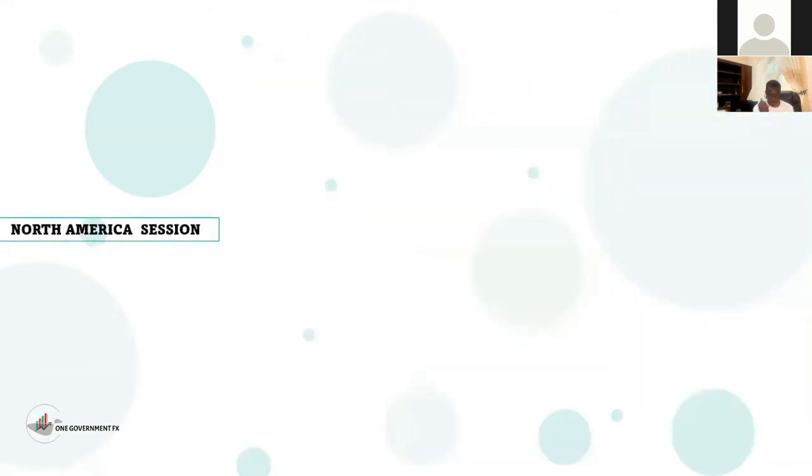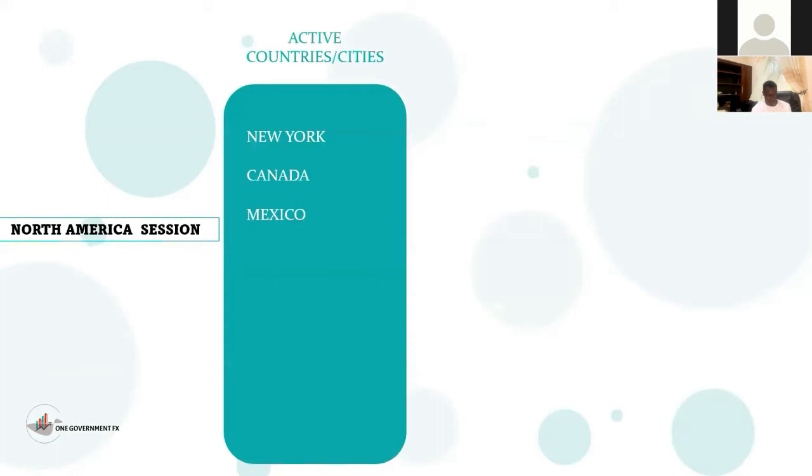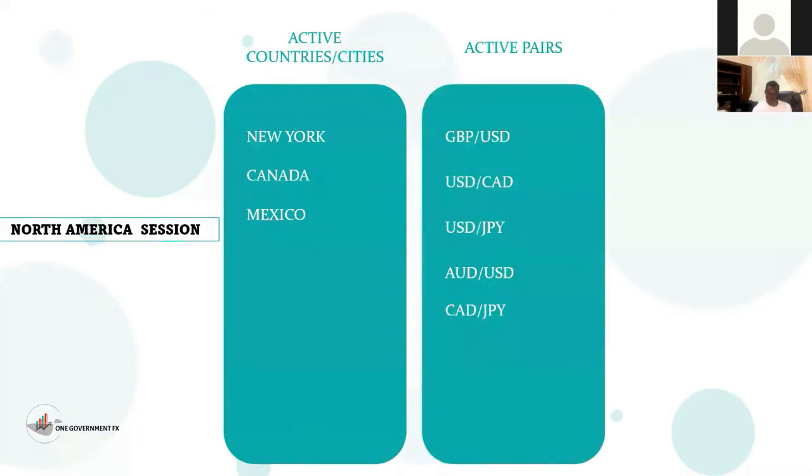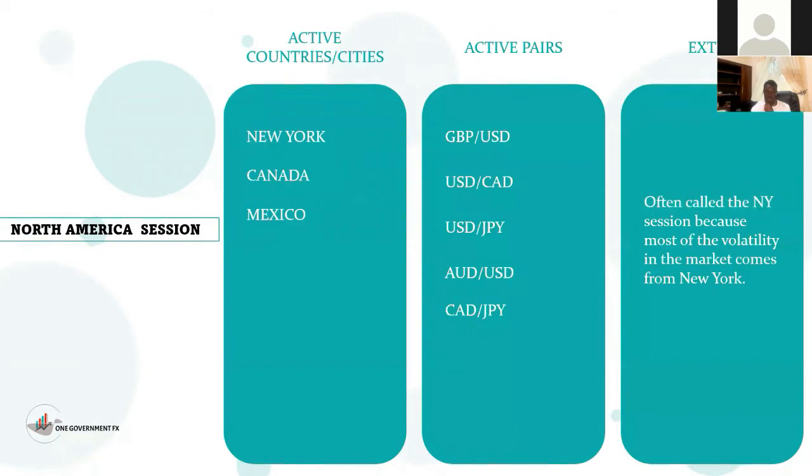So the next session we're looking at is the North American session. We have the active countries there: the United States (New York), Canada, and Mexico. And like I said earlier, the other countries are active during the sessions, but because of the amount of activity, we're not really considering them for now. The active pairs are the pound against the US dollar, the US dollar against the Canadian dollar, US dollar against Japanese yen, the Australian dollar against the US dollar, and Canadian dollar against Japanese yen. These are pairs you can still trade during this time.